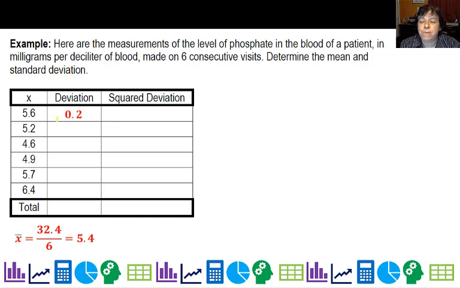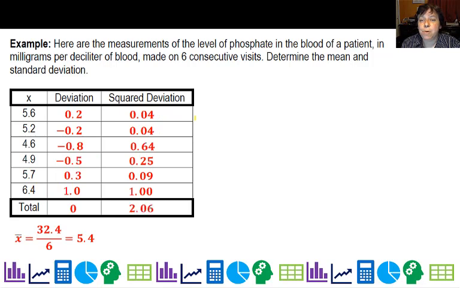5.6 minus 5.4 is 0.2. 5.2 minus 5.4 is actually negative 0.2. And here are the rest of the differences, or deviations. Again, when I add these up, I get 0 when I just have a list of data. So we're going to go ahead and square these and add them up like we did before.